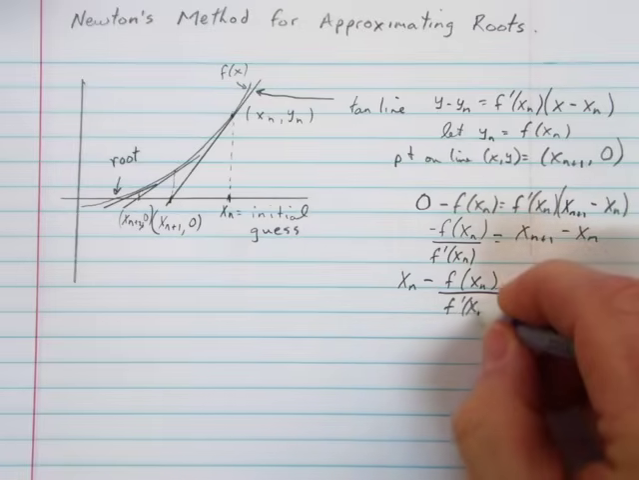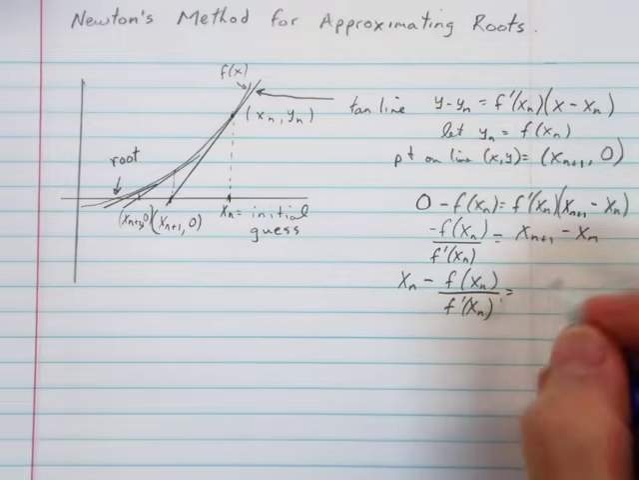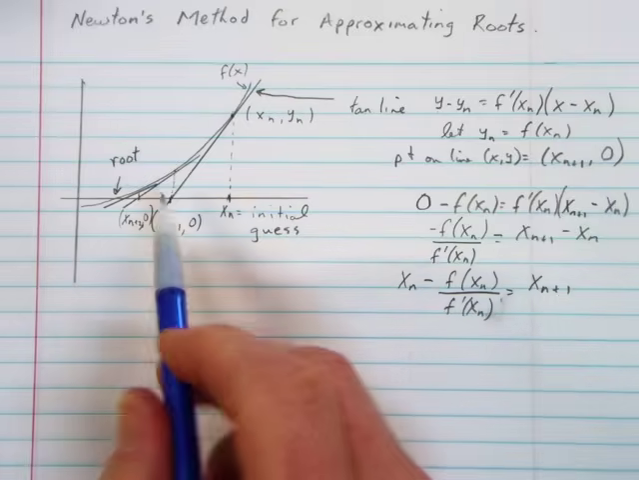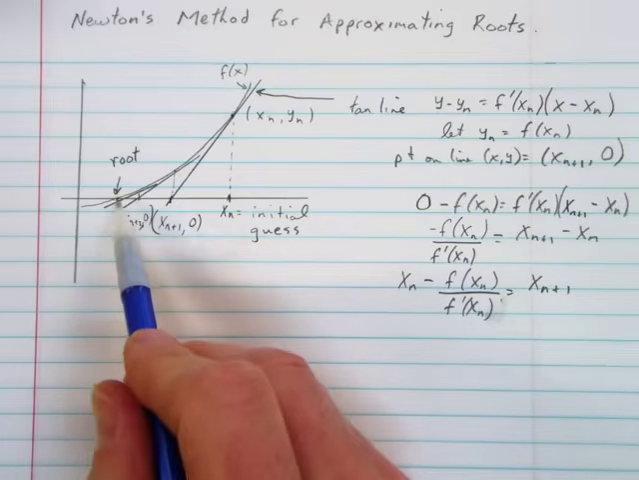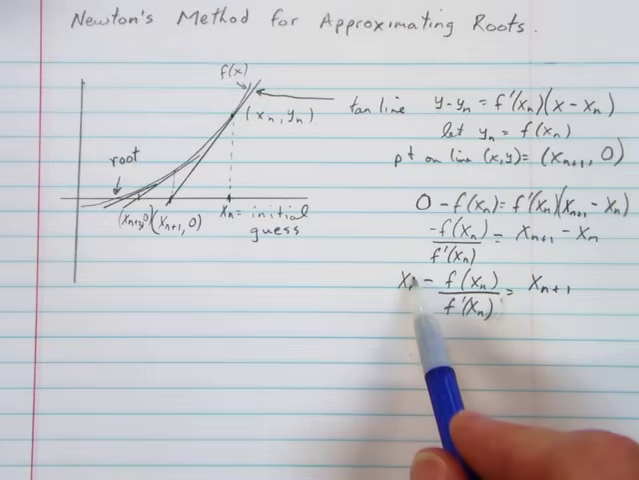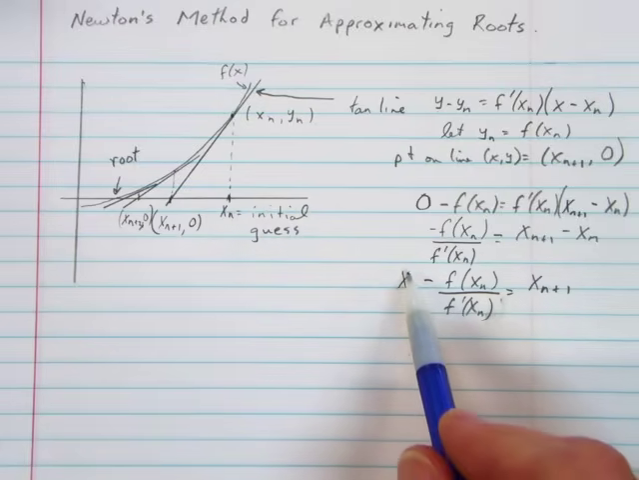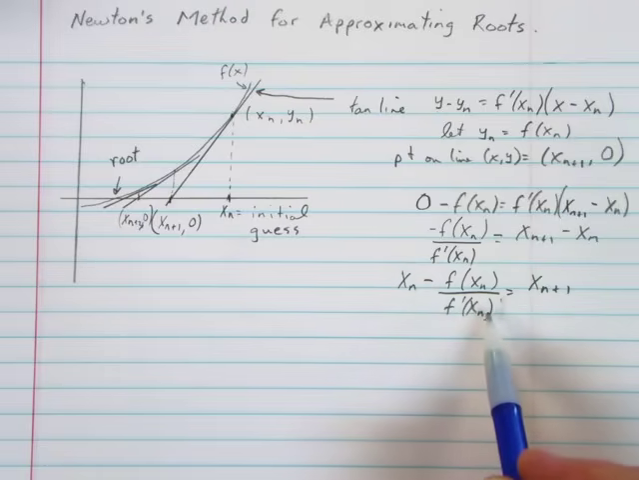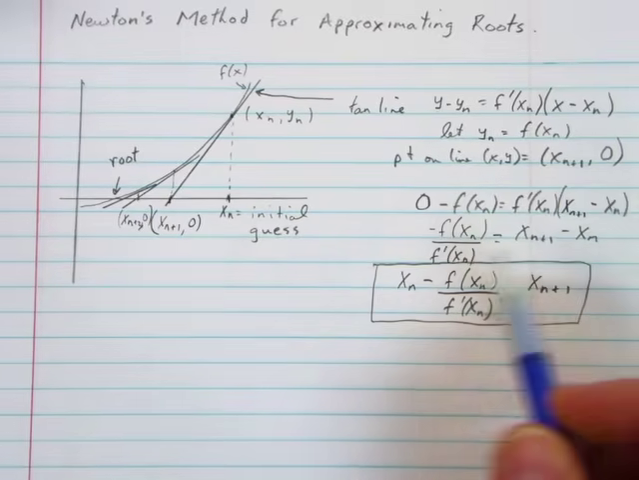And I wrote the wrong thing there. F prime of x sub n, and that will equal x sub n plus 1. Now, what does this mean? This means in order to find this next guess, the next approximation for this root, I can use everything from my previous guess. So I need that value, then I subtract the y value of that divided by the derivative. And that is what we are going to use.